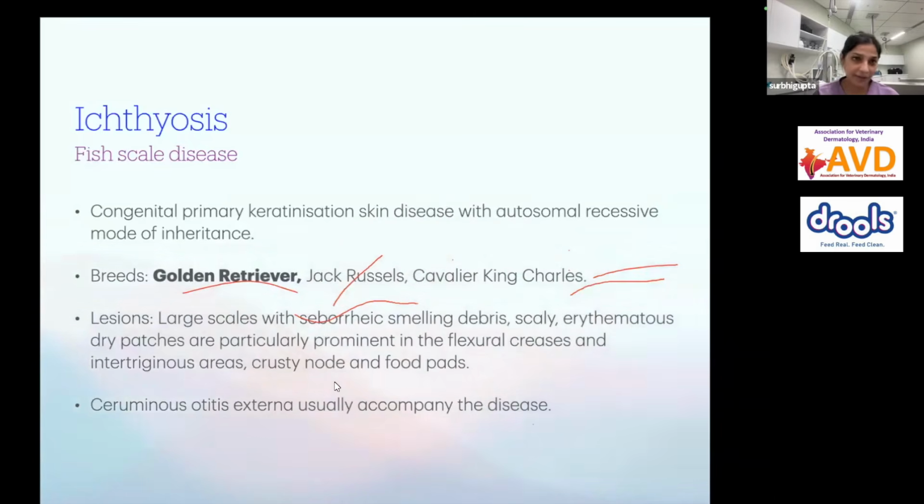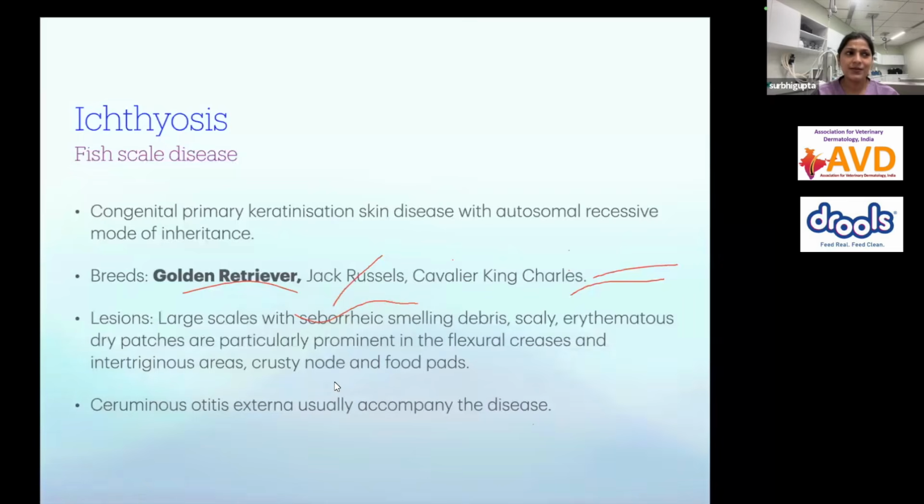Another disease is ichthyosis. To be honest, I have never seen an ichthyosis puppy. I've only read about this in literature, but I am very keen to see this case in real life, probably one day. So this is a fish scale disease. It's an actual congenital primary keratinization disorder, which has an autosomal recessive mode of inheritance and is particularly seen in golden retriever puppies, but yes, reported in other breeds also.